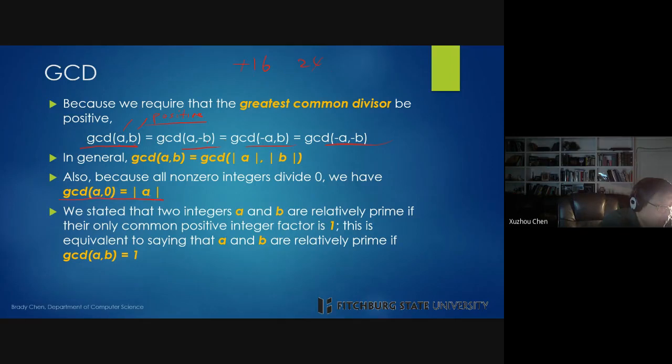And then we also talk about the greatest common divisor of A and 0, and it's always the absolute value of A. So the greatest common divisor of minus 36 and 0 is the same as the greatest common divisor of 36 and 0. So it's 36. That's always the case.